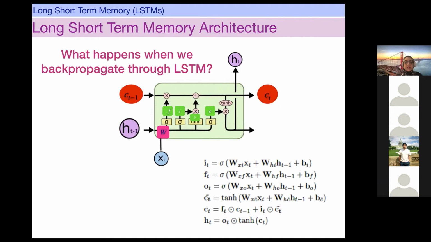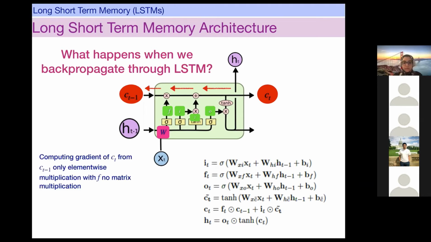And as you guys remember, we said that LSTMs were created to solve this vanishing and exploding gradient problem. So what happens when we backpropagate through an LSTM, and how is that different from backpropagating through an RNN? One way to backpropagate through an LSTM is going through this path, the red line here, from the current cell state to the previous cell state.